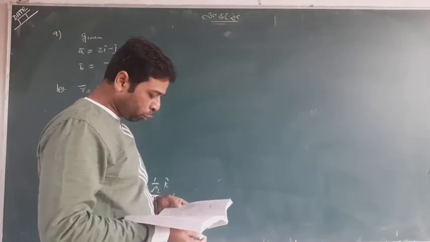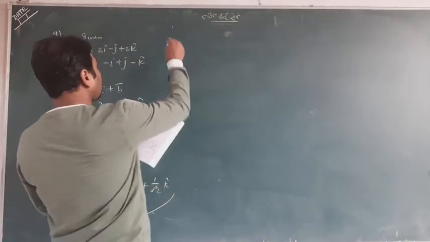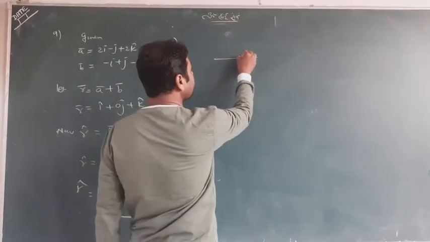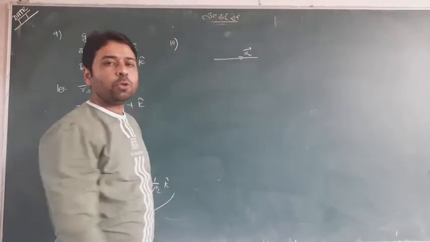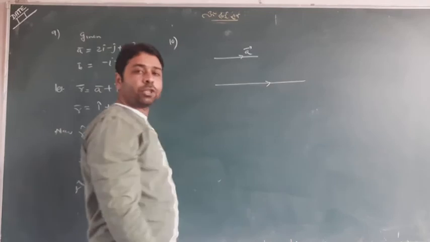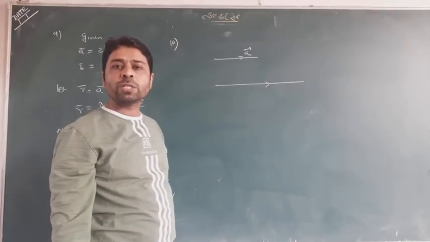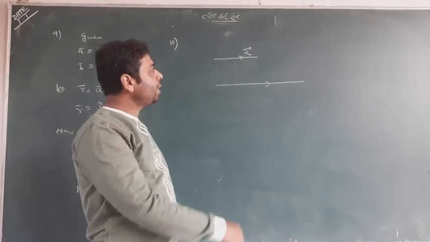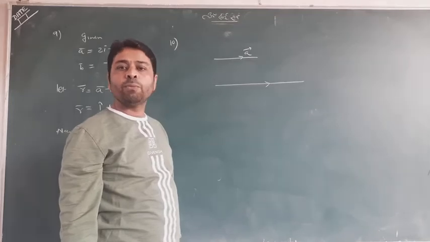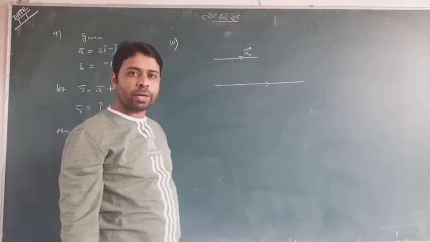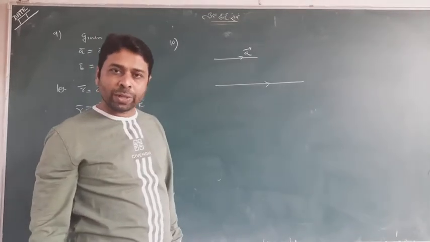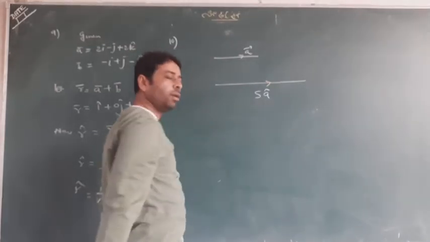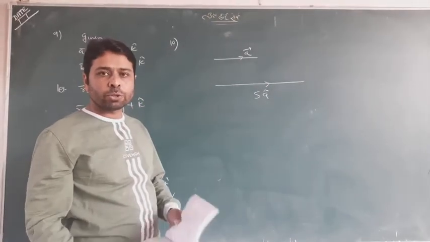Now let me take some more questions. Question number 10 is a very good question. Let me speak something about this. Suppose this is A, and you want to find a vector in the direction of A whose mod is 5 units. Let me explain again. Vector A is given and you want to find another vector in the same direction as A whose mod is 5. So whenever the mod is given and you want to find any vector, your answer is 5A cap.